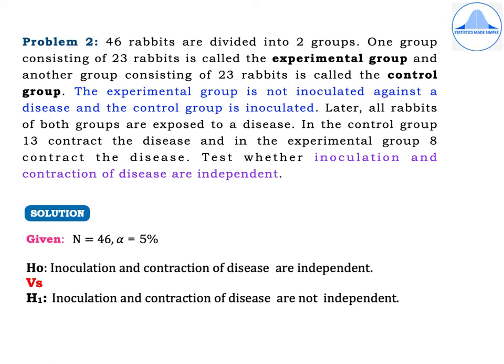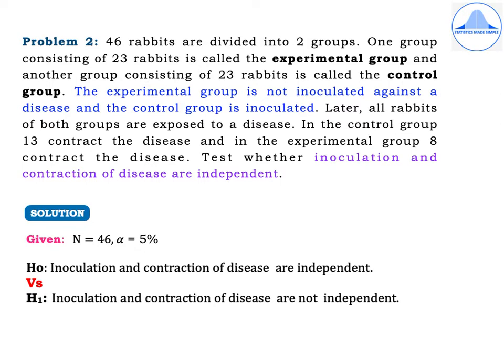2. 46 rabbits are divided into two groups. One group, consisting of 23 rabbits, is called the experimental group, and another group consisting of 23 rabbits is called the control group. The experimental group is not inoculated against a disease, and the control group is inoculated. Later, all rabbits of both groups are exposed to a disease. In the control group, 13 contract the disease, and in the experimental group, 8 contract the disease. Test whether inoculation and contraction of disease are independent.